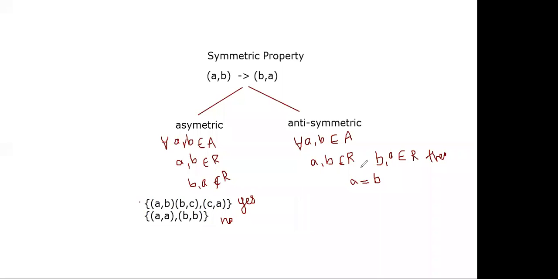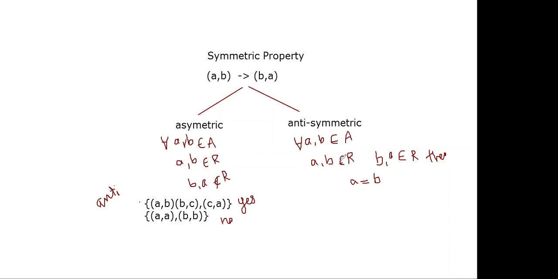Coming to our anti-symmetric property, let's consider the same examples. (b, c), (c, a), yes, it is anti-symmetric. So I will just write down here, it is anti-symmetric.